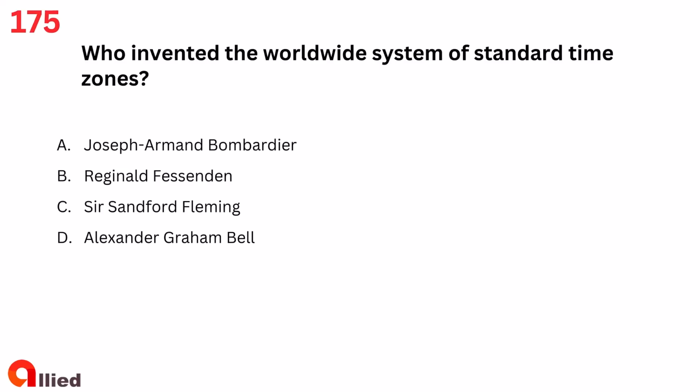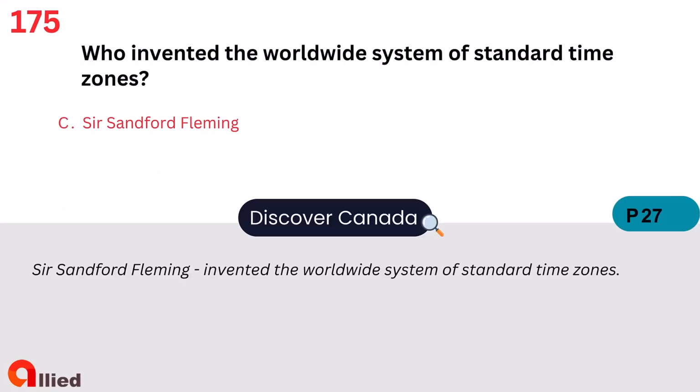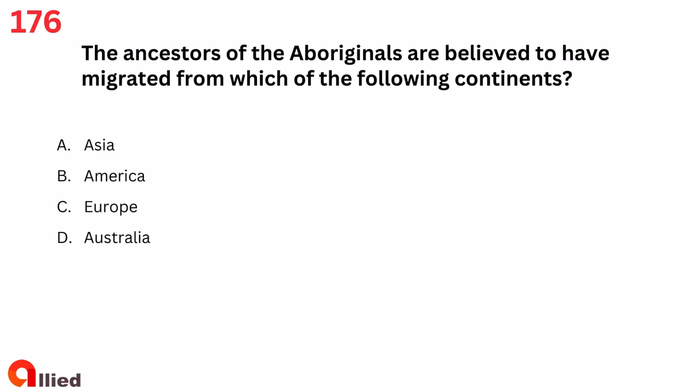Question 175. Who invented the worldwide system of standard time zones? A. Joseph Armand Bombardier. B. Reginald Fessenden. C. Sir Sandford Fleming. D. Alexander Graham Bell. The answer is C. Sir Sandford Fleming.